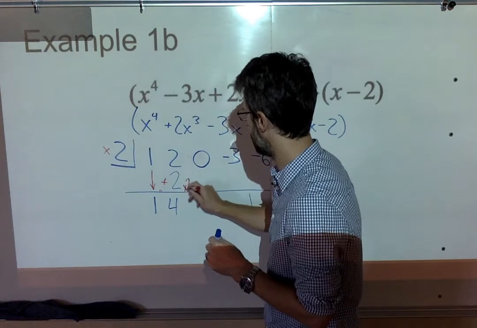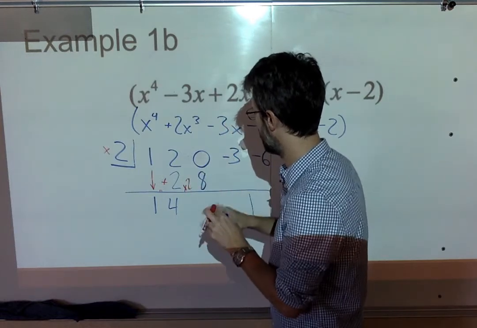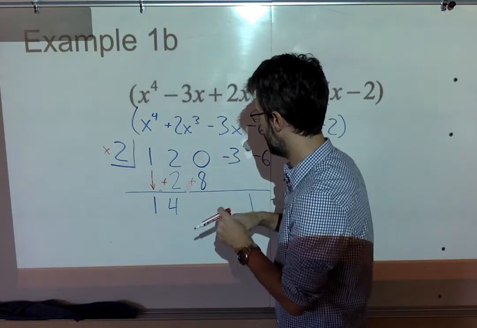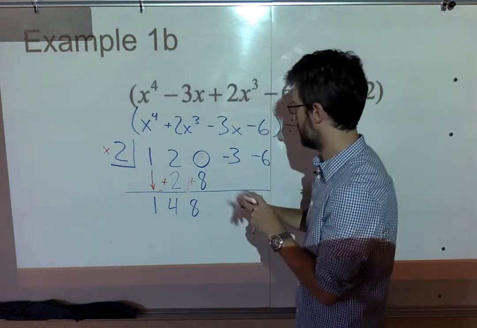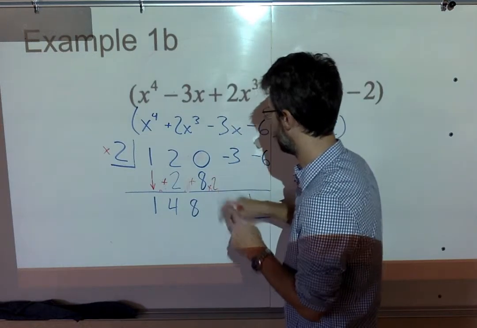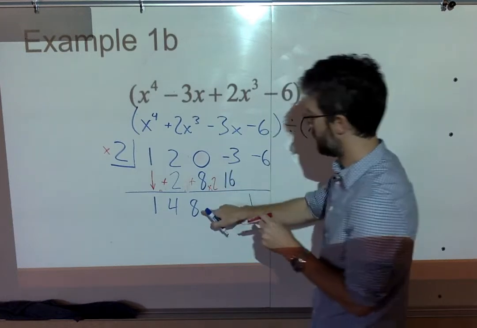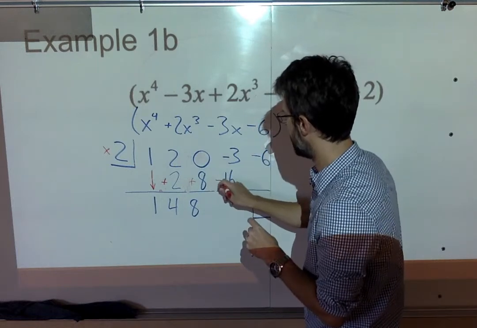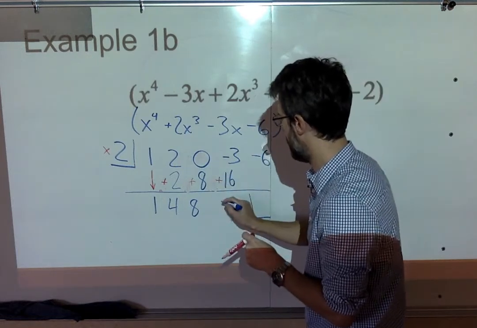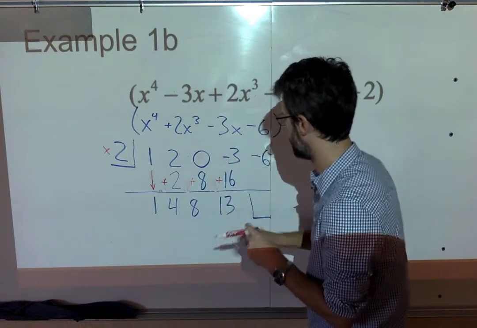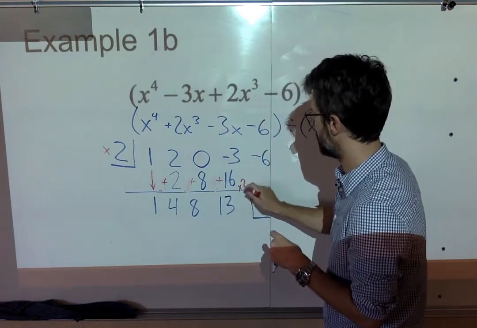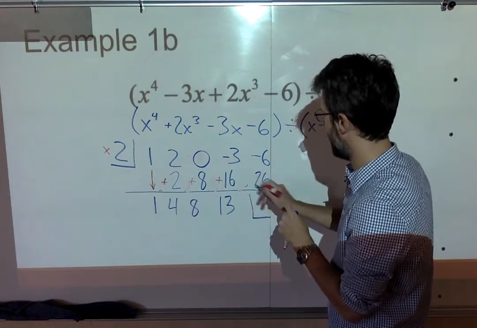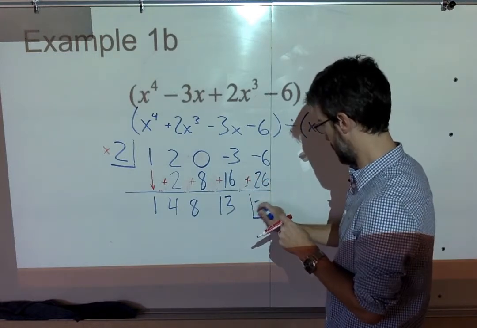4 times 2 is 8. Now we're adding. So 0 plus 8 is 8, times 2 is 16. This 8 times 2, not this 8. It could be confusing the way I'm writing it. Negative 3 plus 16 is positive 13. 13 times 2 is 26. And then now if we add, our remainder is a positive 20.